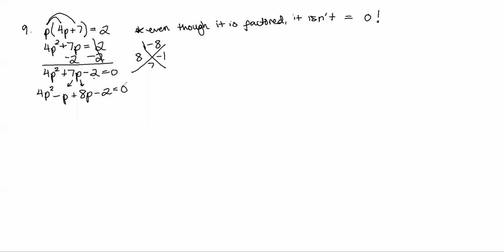And now let's group our first two terms and our last two terms. Factor out a p from that first group, so we're left with 4p minus 1, since p divided by p is 1. Be really careful with that one. Don't lose that 1. We can take out a 2 from this group, so plus 2 times 4p, since 8p divided by 2 is 4p, minus 1, since 2 divided by 2 is 1, equals 0. Let's factor out this 4p minus 1, and we're left with p plus 2.